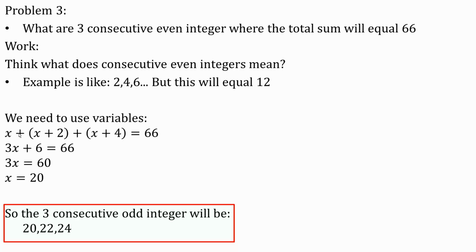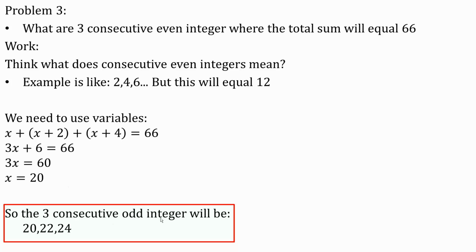So it will be x, x plus 2, x plus 4. Think about it. If x is 2, then x plus 2 would be 4. So each term will be even. So x plus x plus x is 3x, plus 2 plus 4 is 6, is equal to 66. So 3x is equal to 60, and then x is equal to 20.